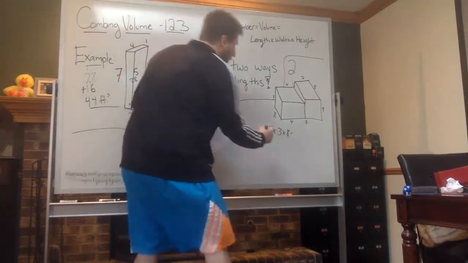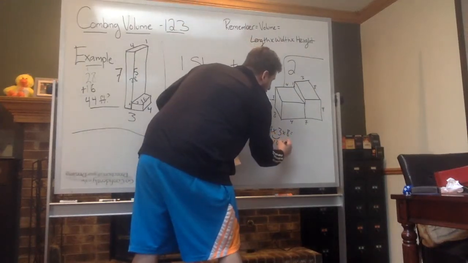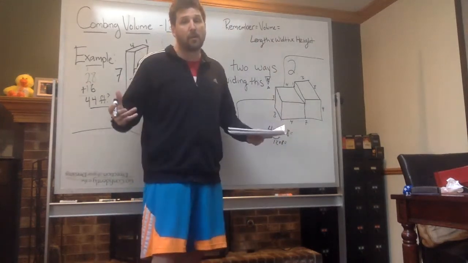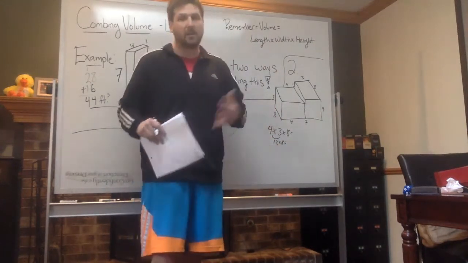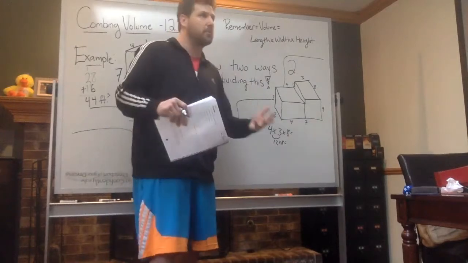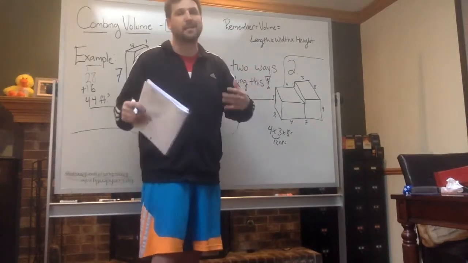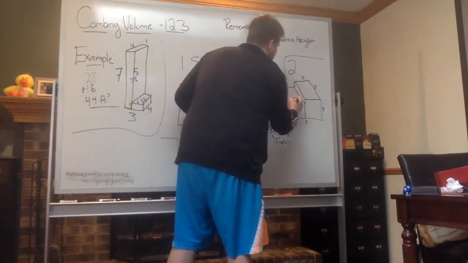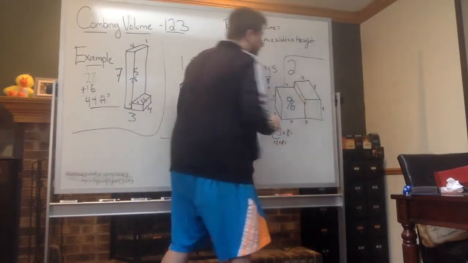4 times 3 I know is 12. And because I know my 12s, I know 12 times 8 is 96. Or maybe I don't know my 12s, so I break up this 12 into 10 and 2. 10 times 8 is 80, plus 2 times 8, which is 16. 80 plus 16 is 96. Either way, this volume is 96.